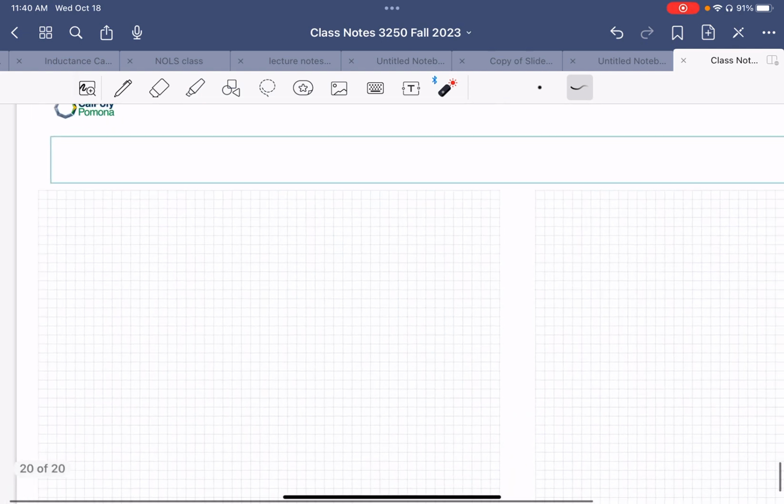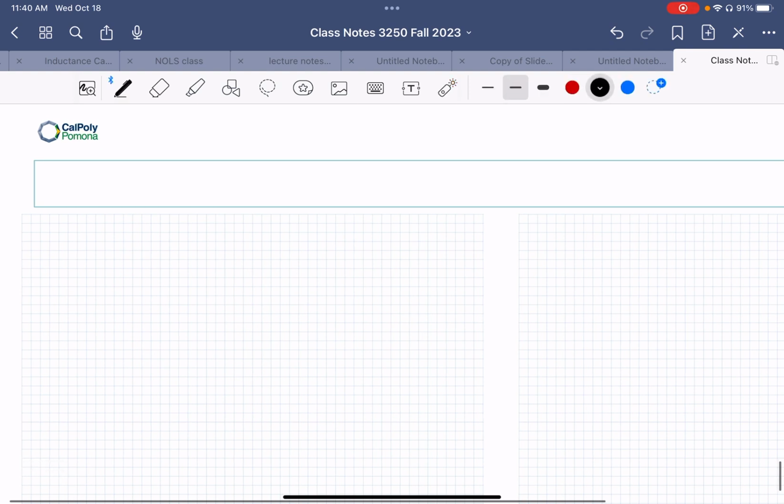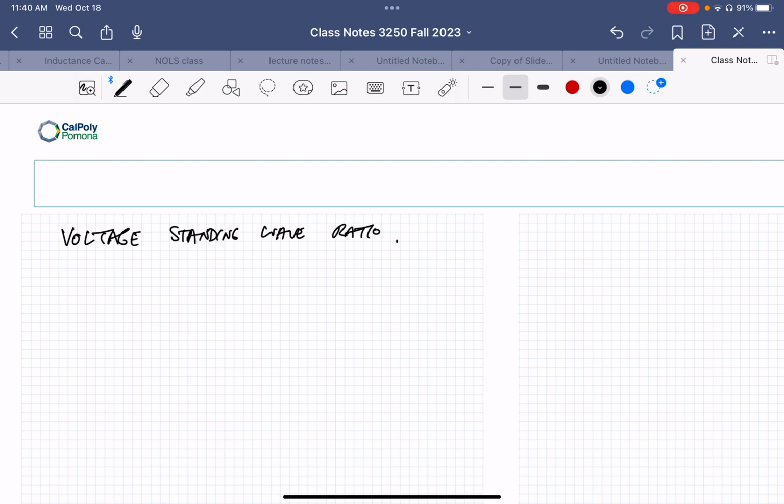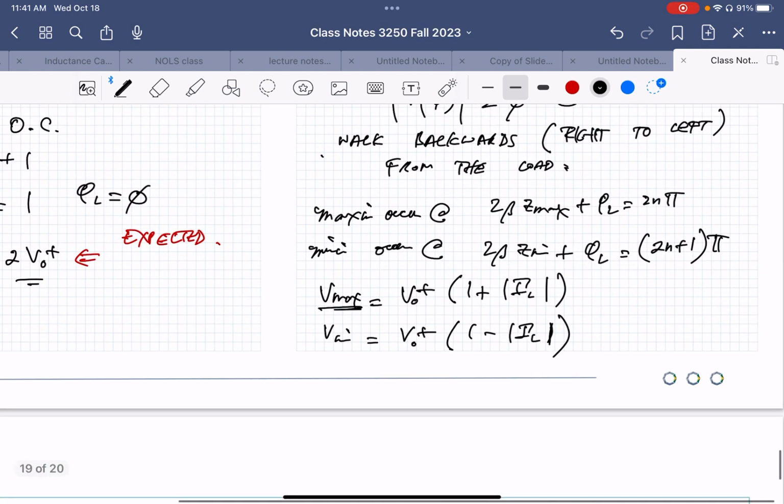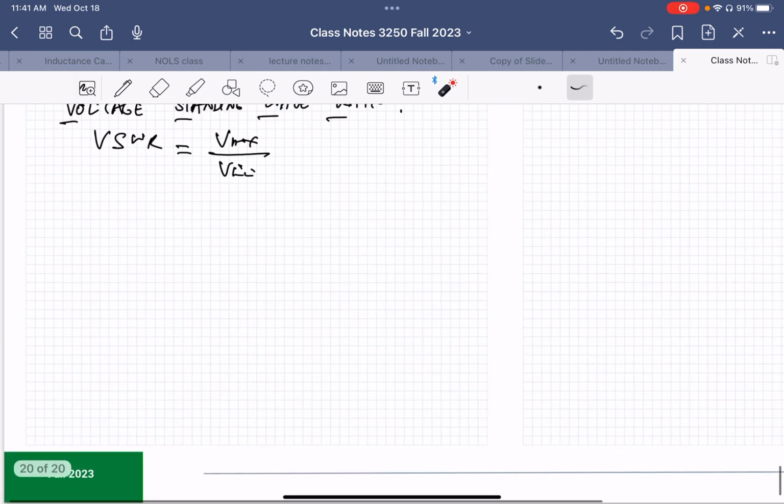Okay, so now we define a new thing called the voltage standing wave ratio, or VSWR. And we define that to be Vmax over Vmin, the ratio of the maximum voltage values to the minimum voltage values.